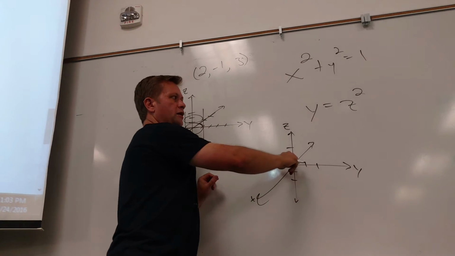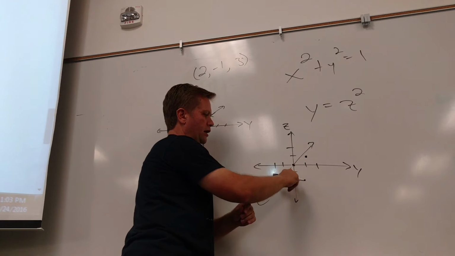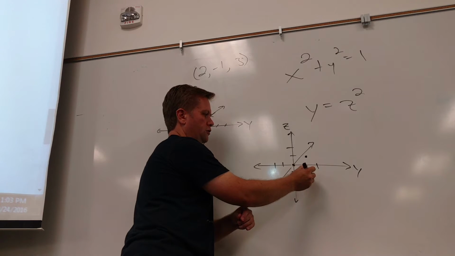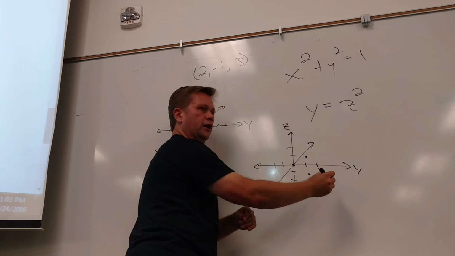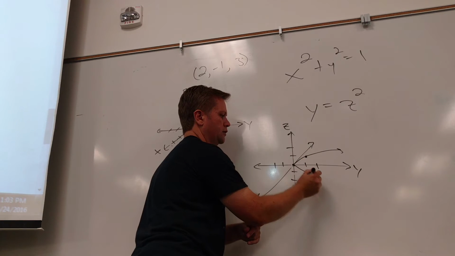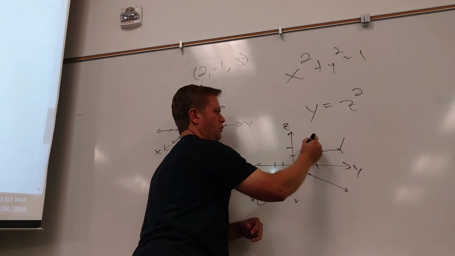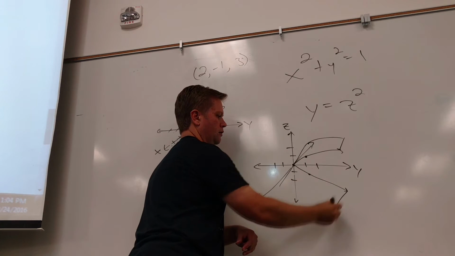When z is 1, y is 1, right? And when z is -1, y is 1, and so forth. So it's going to be the parabola, and then how is it going to be from there? How do I get a complete picture of this? Yeah, it's going to extend forever in both directions, right?